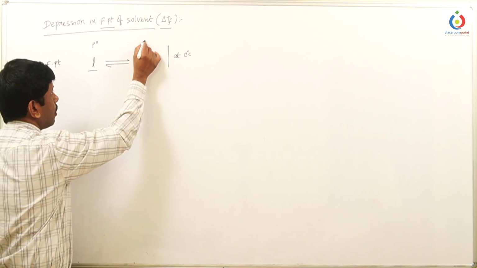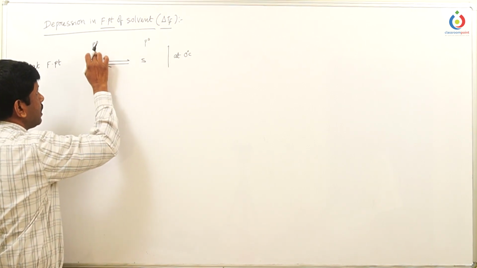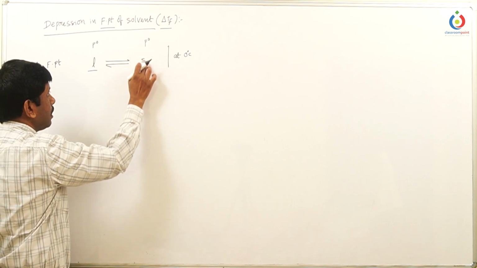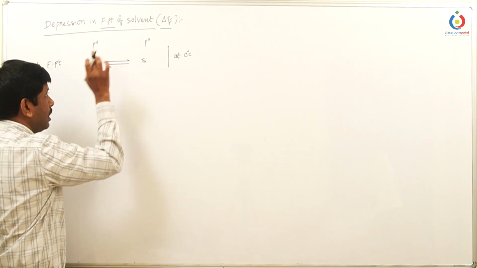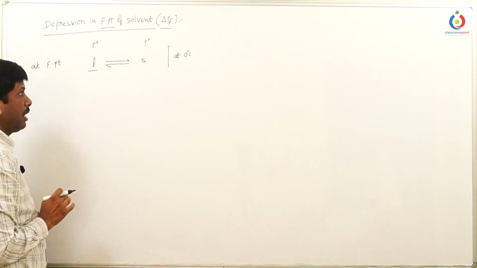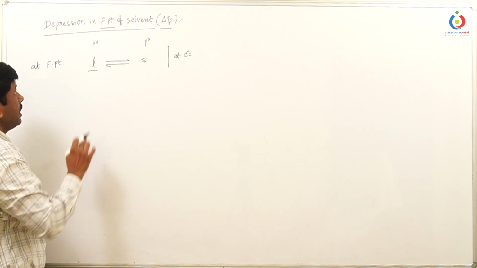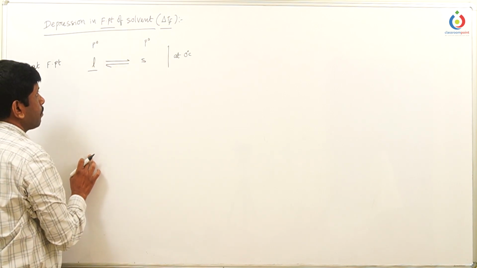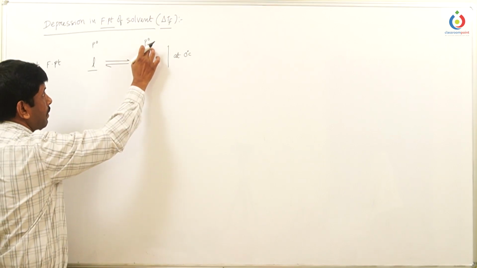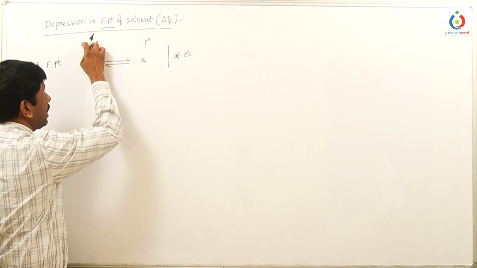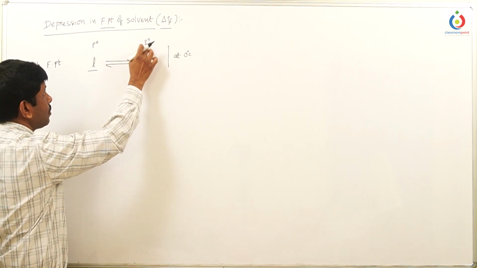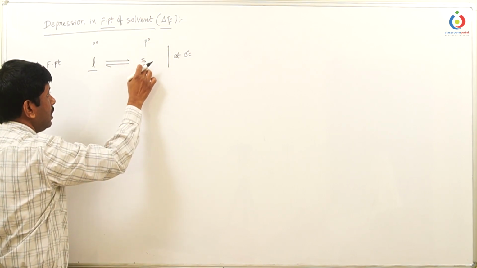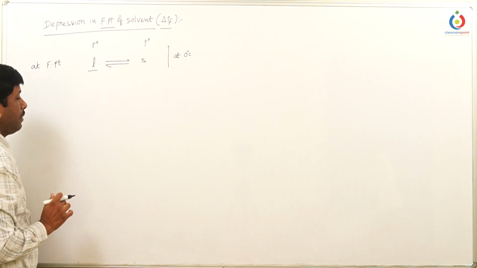So now, the vapor pressure of the liquid as well as the vapor pressure of the same liquid in the solid state are the same at equilibrium. So freezing point can be defined as the temperature at which the vapor pressure of a liquid is equal to the vapor pressure of the solid solvent. That is what is called the freezing point.